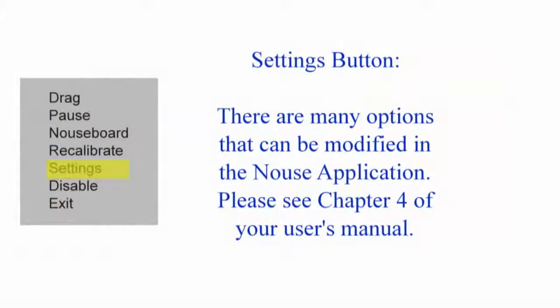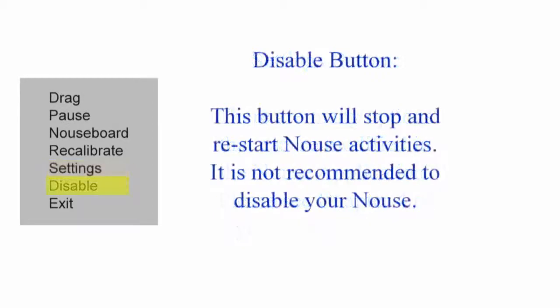Settings button. There are many options that can be modified in Nouse application. All of Nouse settings options are discussed in detail in Chapter 4 of your user manual. To change the settings, the user clicks on the Settings button and brings up the Nouse settings program. Disable button. Clicking on the Disable Enable button will stop and restart Nouse activities. To disable the application, the user clicks on the Disable button. The application will then ask the user to confirm if they would like to disable. If the user selects the Yes button, then the application is disabled.